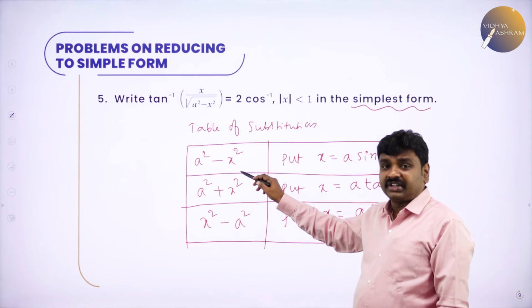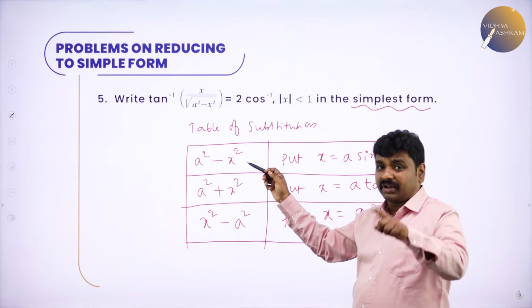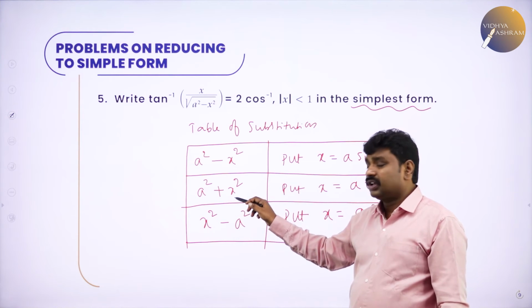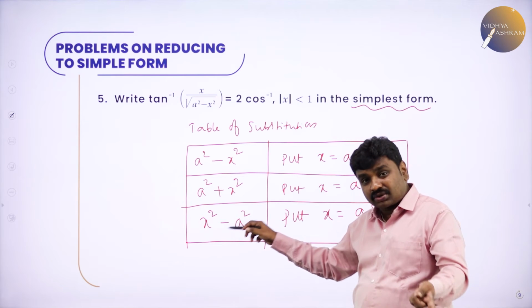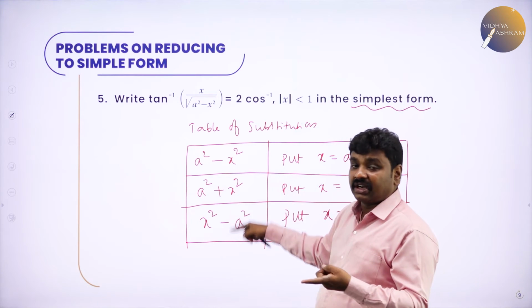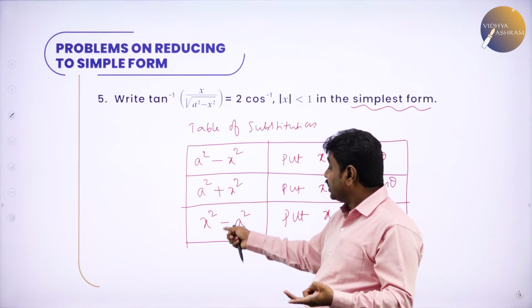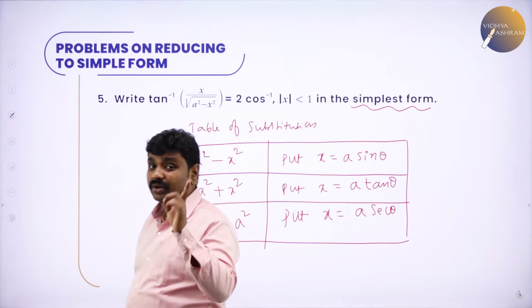If you put a sin theta in place of x, a square sin square theta, a square you take out, it will become 1 minus sin square, which is cos square. Here a square tan square, a square take out, 1 plus tan square is secant square. Here secant square minus 1. So please understand, minus x square a sin theta, plus x square a tan theta, x square minus a square a secant theta. So table of substitution should be on your tongue tip.